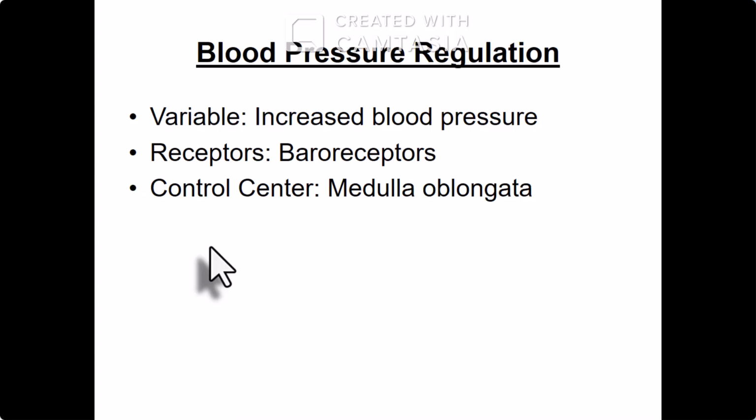Let's discuss the second example of negative feedback mechanism, which is blood pressure regulation. Blood pressure must remain within a normal range to ensure adequate blood supply to tissues and organs of the body. If blood pressure becomes too high or too low, corrective mechanisms are activated in the body. So, what happens here? The variable is increased blood pressure, the receptors are baroreceptors, and the control center is the medulla oblongata.